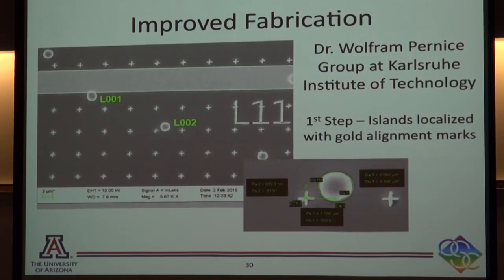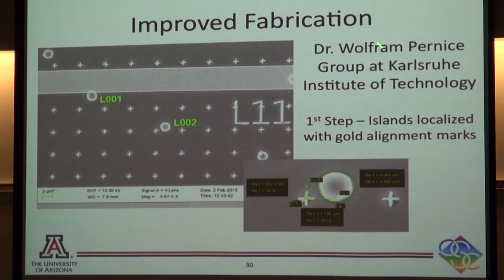So now we also collaborate with a group of Wolfram Pernice at Karlsruhe Institute of Technology, and they're much better at putting electrodes into the structure. One of their interests is, if you have a small nanostructure which becomes superconducting, how many photons it takes to kill it, because then you can use it as a detector. So we're collaborating with him on using it as a detector.